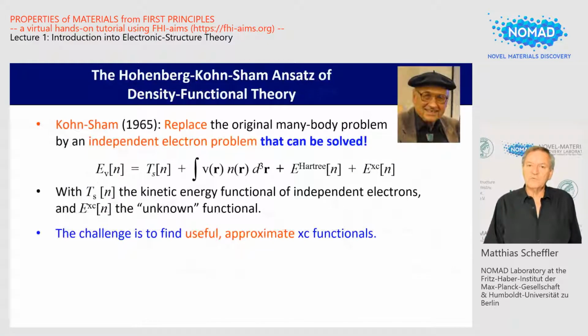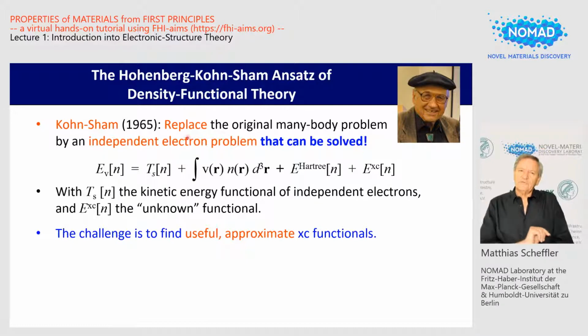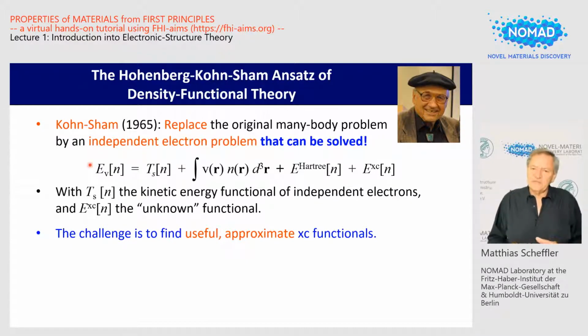The Hohenberg-Kohn-Sham ansatz of density functional theory is then making this whole theory practical. So Kohn and Sham said, let us replace the original many-body problem by an independent electron problem that can be solved. So to some extent, they basically assume that the density of the many-electron system can be approximated well enough, infinitesimally close, by the density of a non-interacting system.